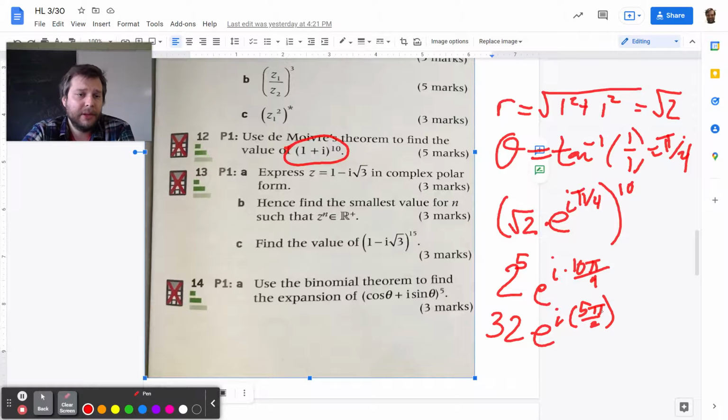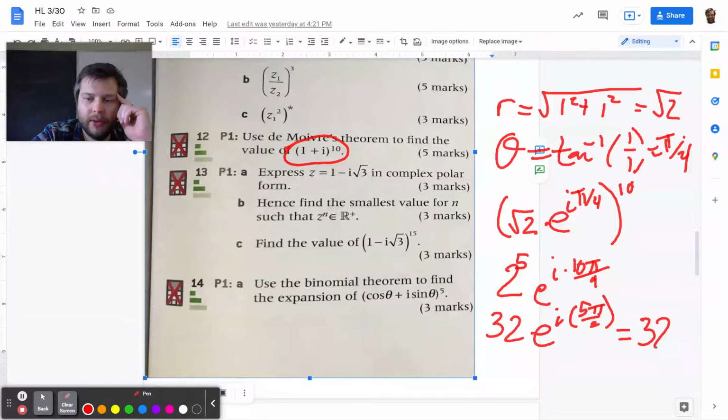Now 5 pi over 2 is equivalent as an angle to just pi over 2 because you can subtract a full circle from it. And so pi over 2 points due north, and so we just have 32 times i. And I think that is it.